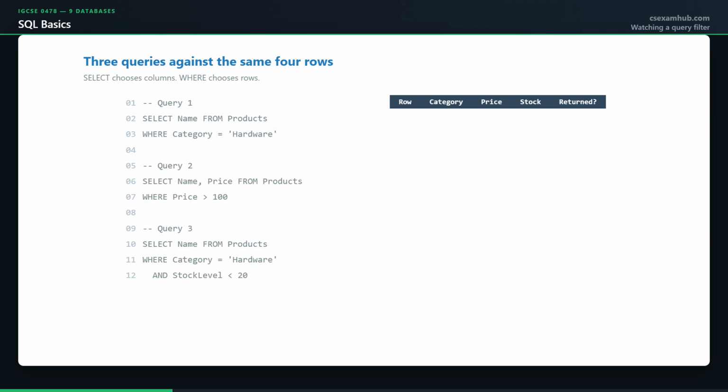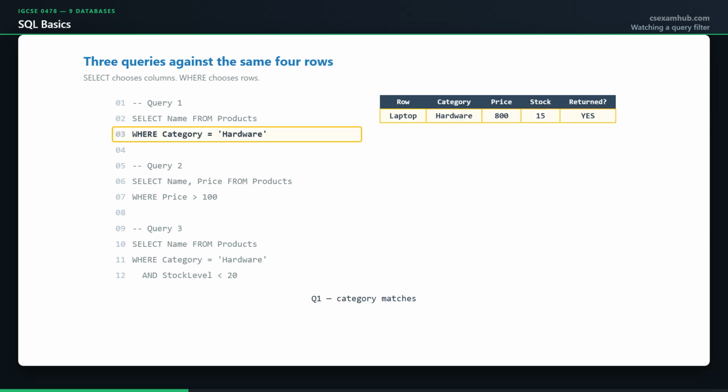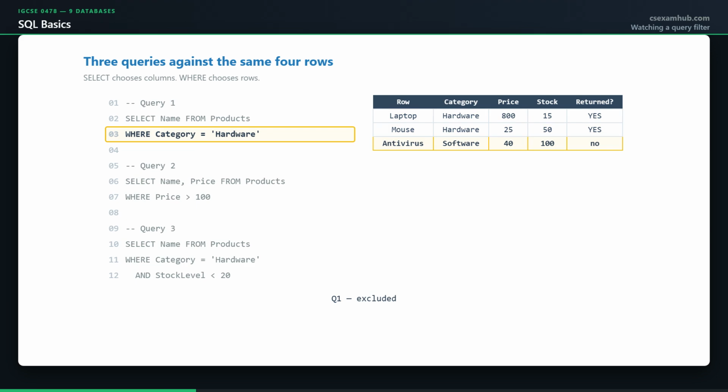Let me run 3 queries and show you exactly what comes back. First, select name from products where category equals hardware. Go through the rows. Laptop, category hardware, matches. Mouse, hardware, matches. Antivirus, software, does not match, so it is excluded. Monitor, hardware, matches. 3 rows returned, 1 column. Laptop, mouse, monitor.